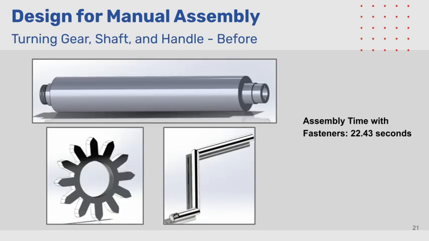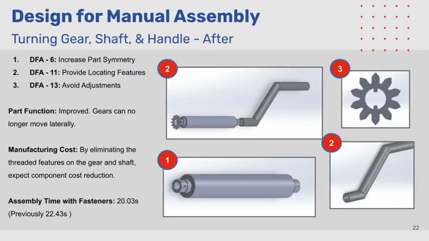These are the components that came with the original pasta maker. The original gear is threaded on the inside, and the turning shaft is asymmetrical and threaded. Assembly time for these components is high because the threaded gear must be hand tightened onto the shaft during assembly. The total assembly time is 22.43 seconds. Here are our redesigned components.